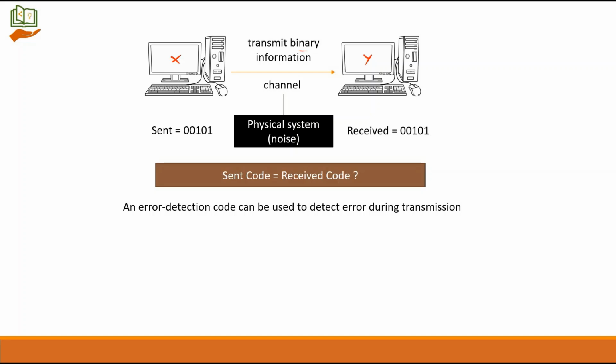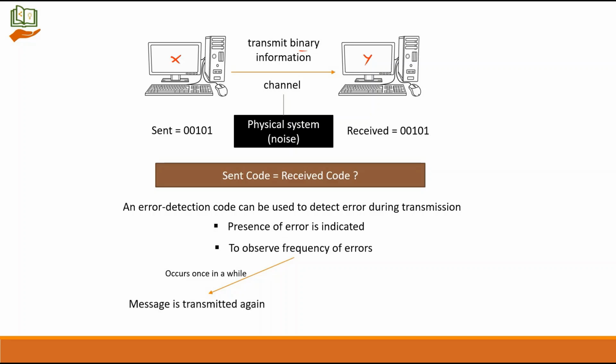An error detection code can be used to detect errors during transmission. What can we do with that error detection code? The presence of an error will be indicated with that code, and we can observe the frequency of errors. For these two things only, error detection codes are used. On observing the frequency of errors, if you find the error occurs only once in a while, all you can do is retransmit the information. So the message is transmitted again. Say for example, X is transferring something to Y and you find 10 is received as 01. This transmission error is happening once in a while, so you can send it again.